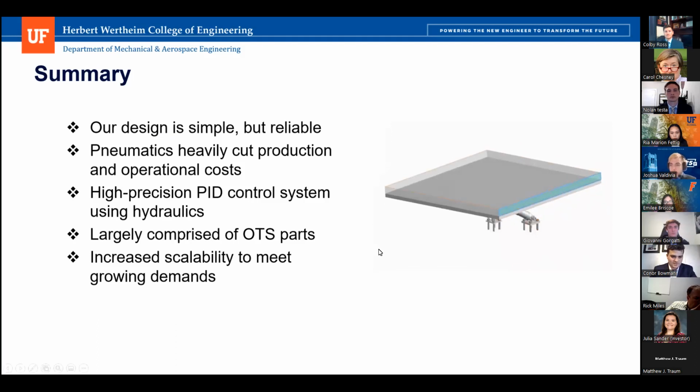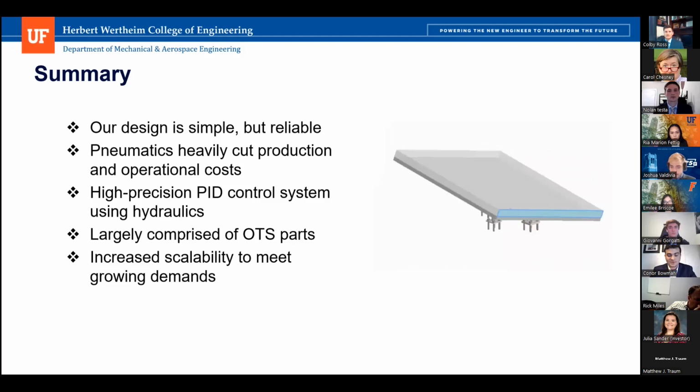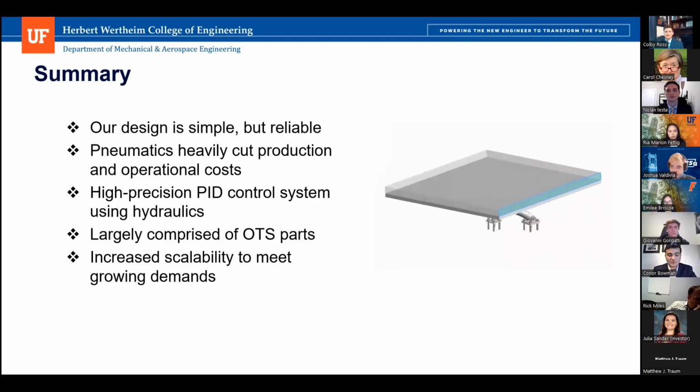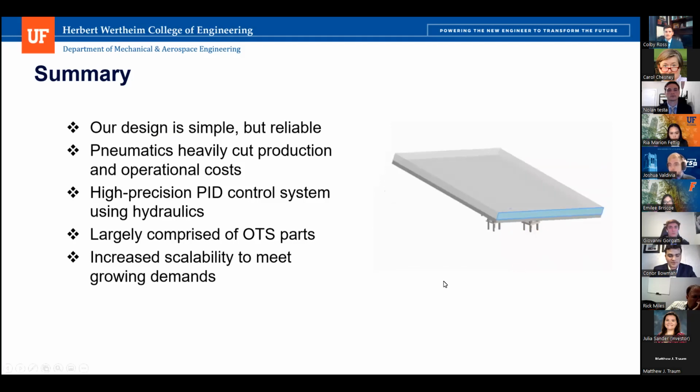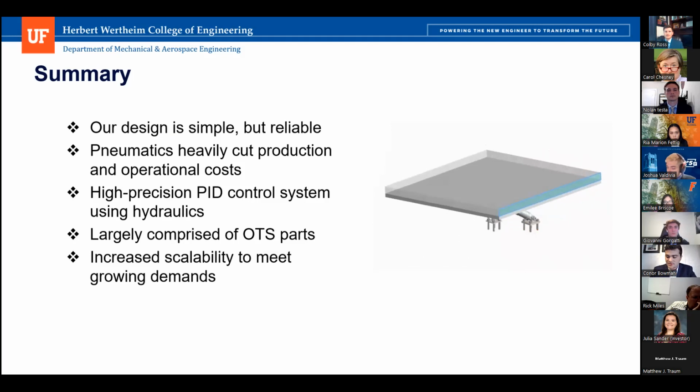So we use hydraulic pneumatics to actuate our mirrors, and we use a high precision PID control system to control where the hydraulics are using optical sensors. Another part of our design philosophy is trying to use as many OTS parts as possible to reduce the manufacturing cost. But this is kind of a double-edged sword because we couldn't really find some OTS parts that were cheap enough to fit within our budget.